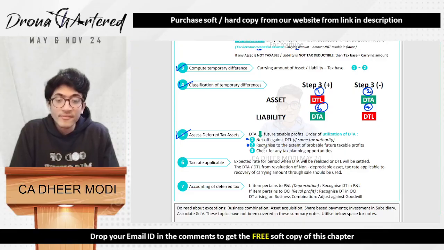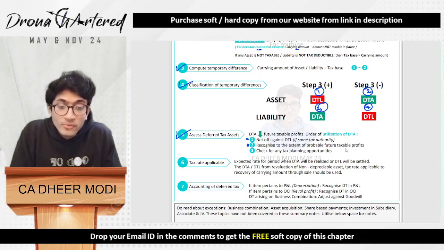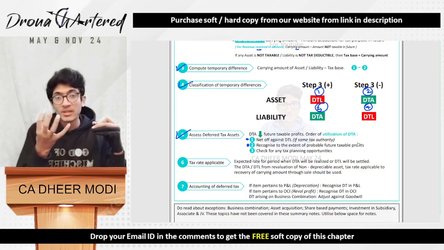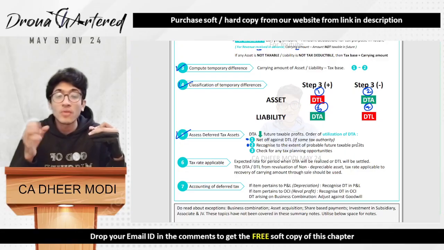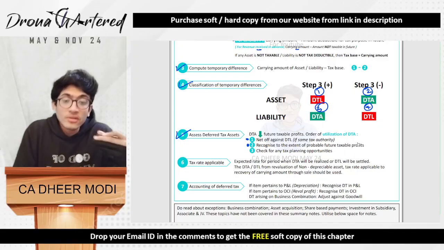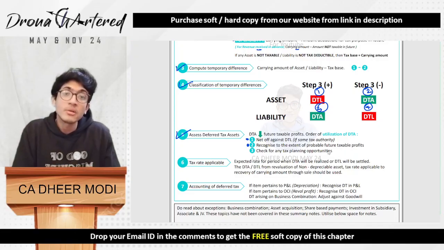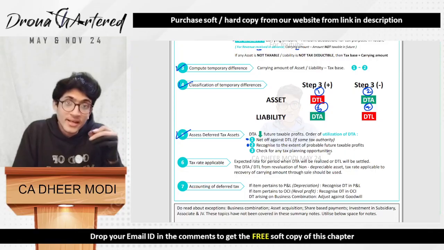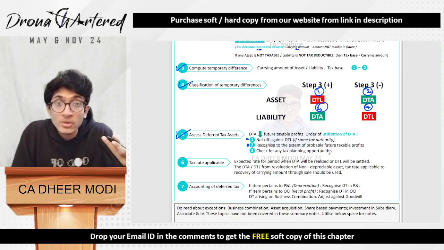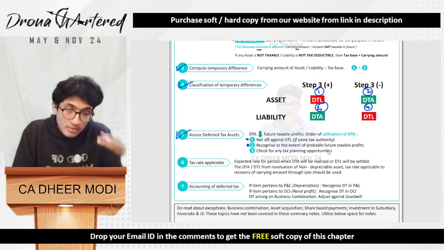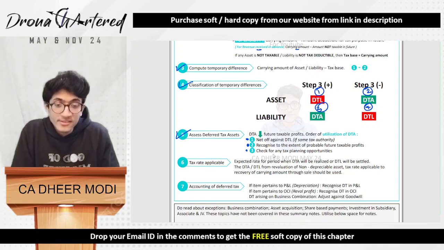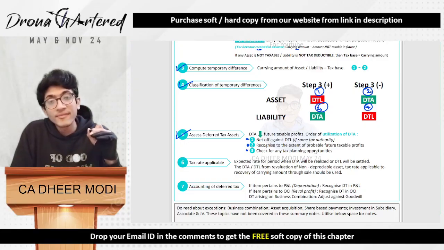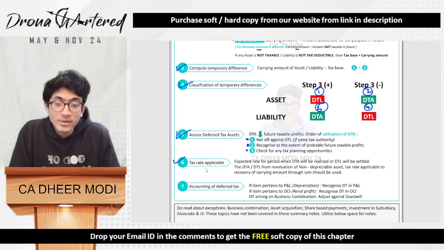If you still have anything left, recognize it to the extent of probable future taxable profit. That means this is the amount that you will be able to utilize. Say, for example, you have paid extra tax right now of 100 rupees, but over the future years your taxable profit comes only to 70 rupees. In such a case, there is no point of recognizing 100 rupees as deferred tax asset because you will be able to utilize only 70 rupees. So in such a case, this will be set off. And last is check for any tax planning opportunities, whether there are any possible ways to use this extra left 30 rupees.